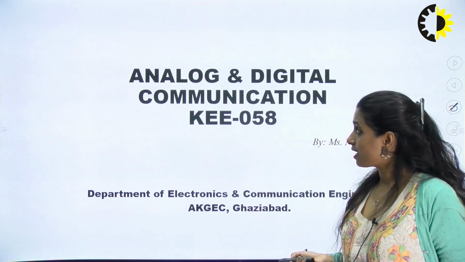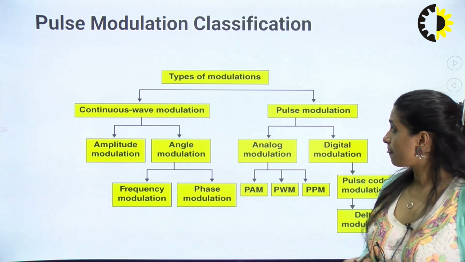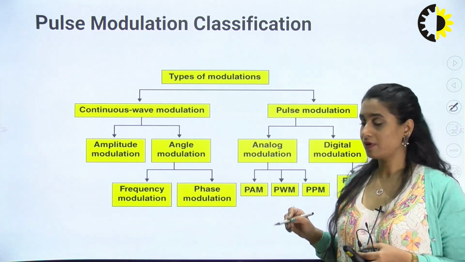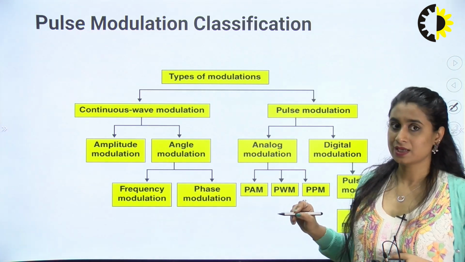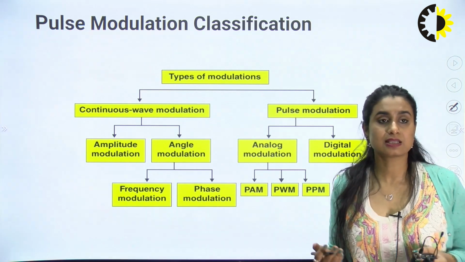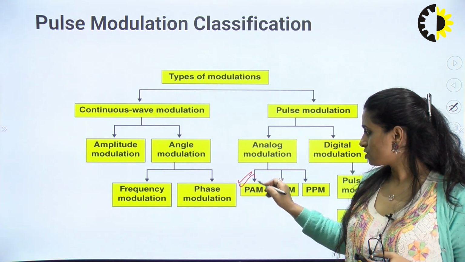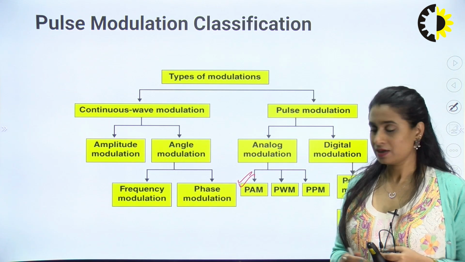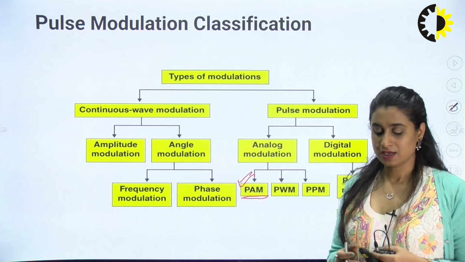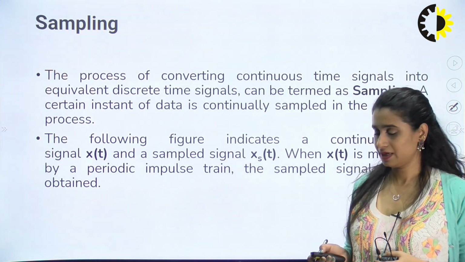So let's get back to the tree. Under pulse modulation, we had analog modulation and digital modulation. If I talk about analog pulse modulation, then pulse amplitude modulation, pulse width modulation, and pulse position modulation are the three kinds of modulation that we should be talking about. In today's lecture, we are discussing PAM in detail. To reach this stage, that is to obtain pulse amplitude modulation, there are certain steps like sampling, which we have covered in our previous lecture.